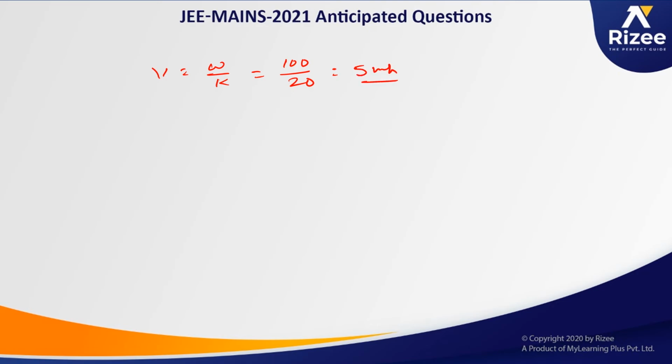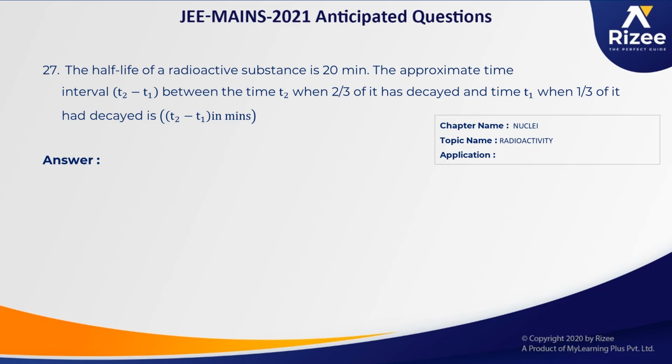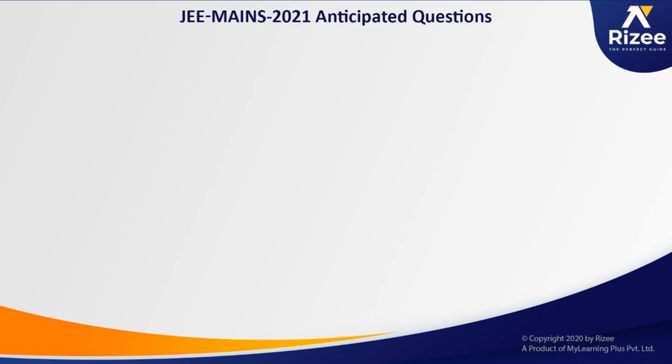This is another straightforward question. So next one, that is question number 27. The half-life of a radioactive substance is 20 minutes. The approximate time interval, that is T2 minus T1, between T2 when 2/3 of it has decayed and T1 when 1/3 of it has decayed, is asked. It's a nuclei chapter under the radioactivity concept, please. It's another very important concept, you need to concentrate here.